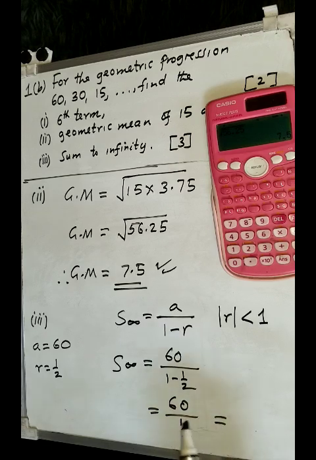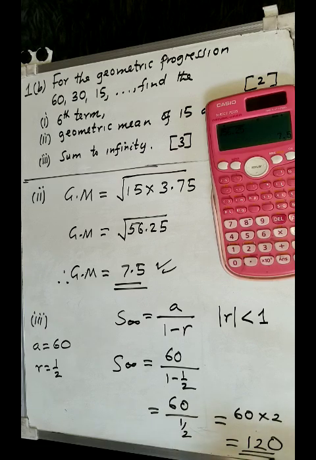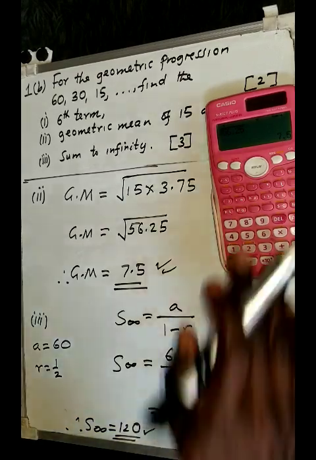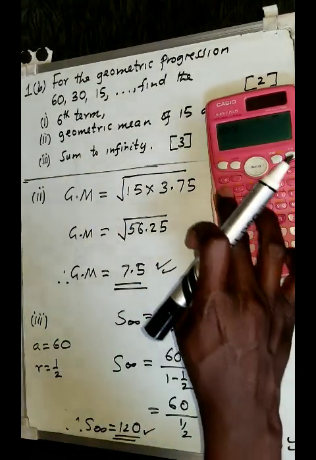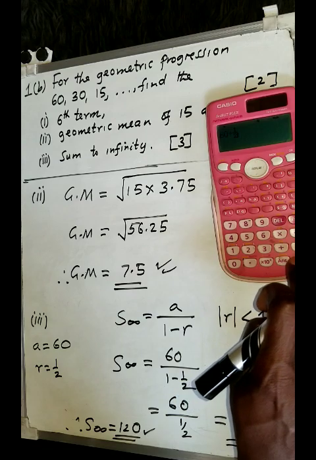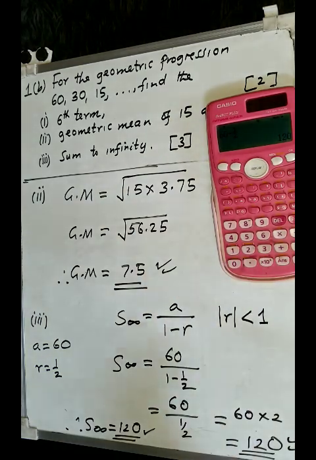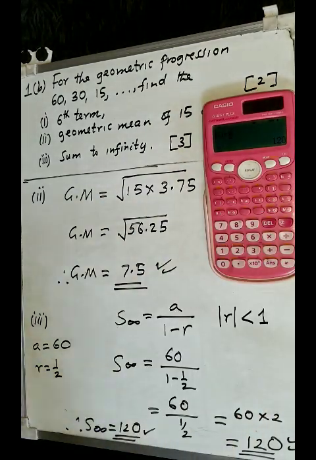That would be 60 over 1 minus a half, which is 60 over a half. If you work it out mathematically, it is the same as 60 multiplied by 2, which is going to give you 120. So the sum to infinity is equal to 120. If you're not comfortable, 60 divided by 1 over 2 is going to give you 120. So this is the way you needed to do question number 1 for the GCE 2025 paper 2.